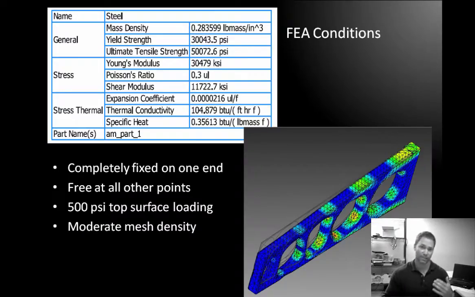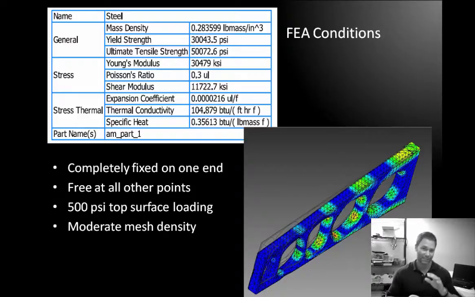Material conditions are just set up by the software with Autodesk. So their steel they consider to be somewhere around 30,000 PSI. That works fine as long as we're using it for both conditions. Your other features in there, you can kind of see those.